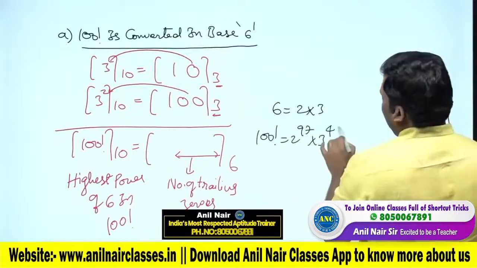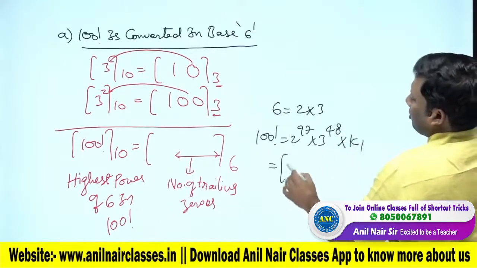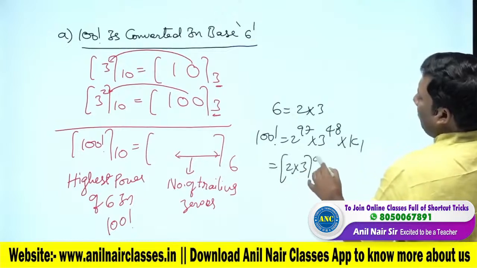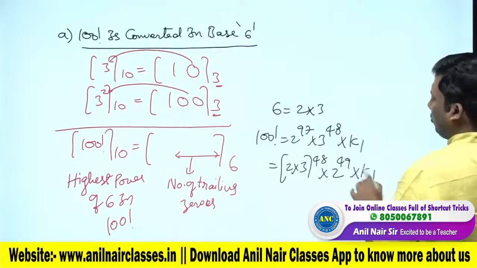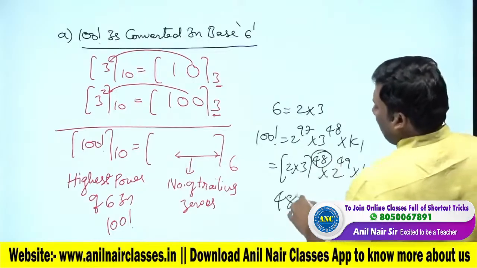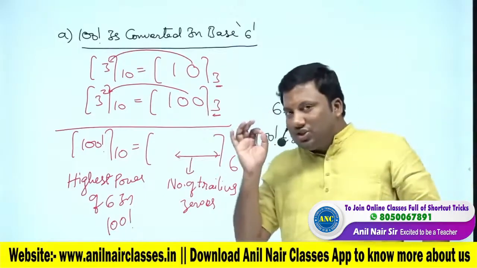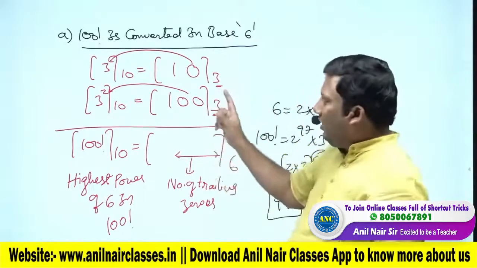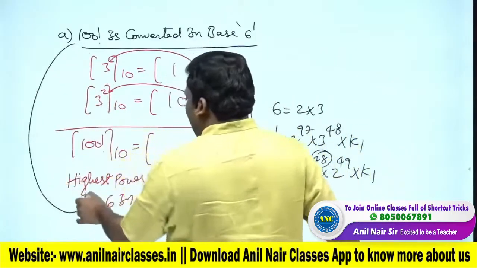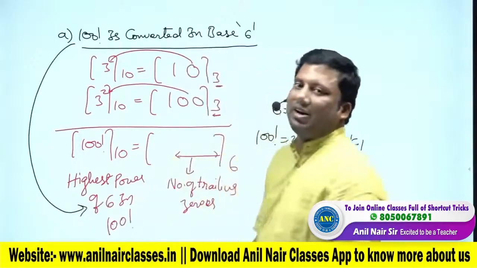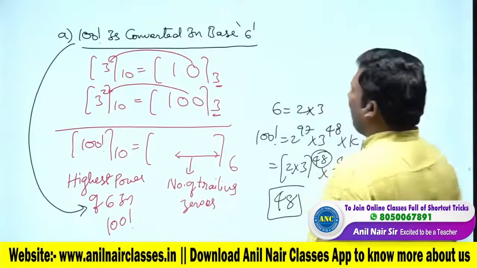Into 3 power 48 into K1. So this will be 2 into 3 power 48 into 2 power 49 into K1. Answer will be 48. Very good question. He is just confusing you by giving you this question. This question is actually nothing but the highest power of 6 in 100 factorial.